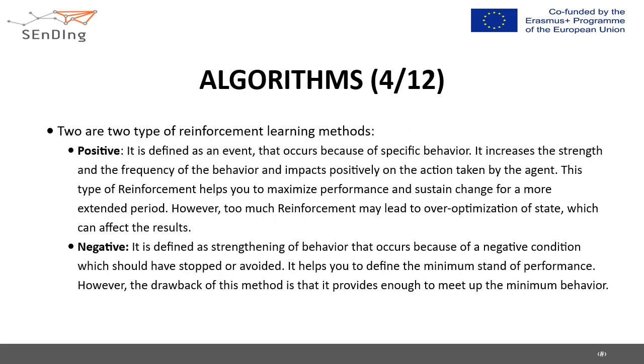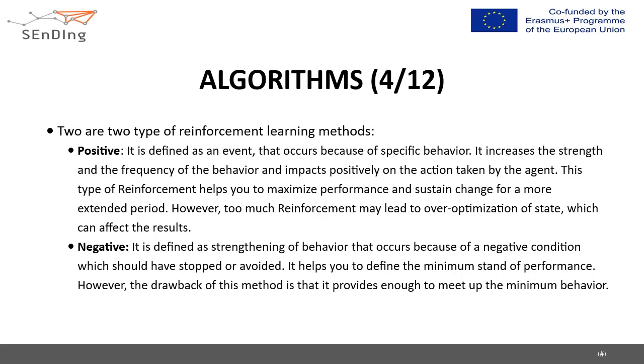Two types of reinforcement learning methods. Positive. It is defined as an event that occurs because of specific behavior. It increases the strength and the frequency of the behavior and impacts positively on the action taken by the agent. This type of reinforcement helps you to maximize performance and sustain change for a more extended period. However, too much reinforcement may lead to over-optimization of state, which can affect the results.